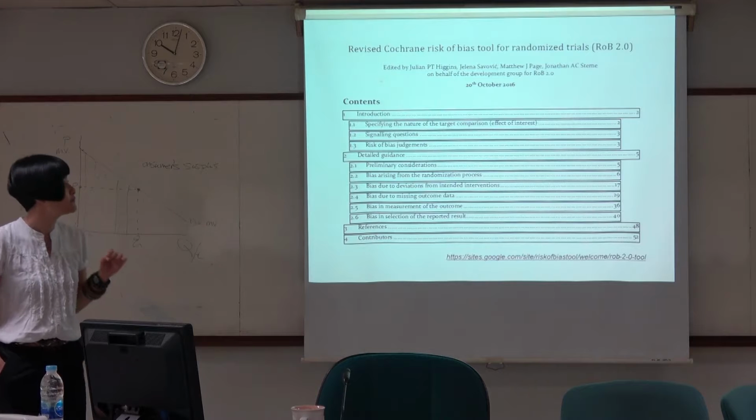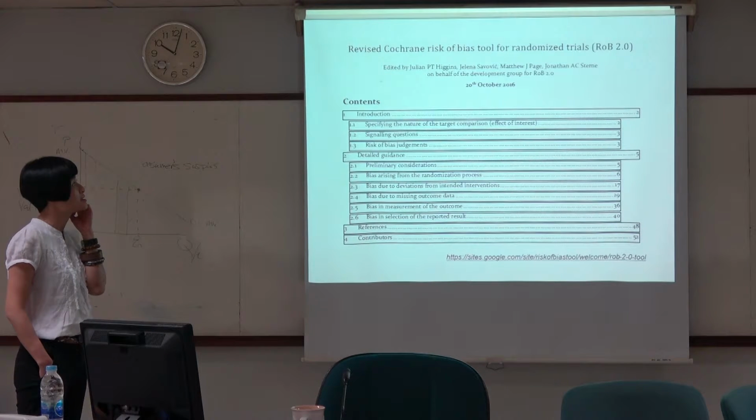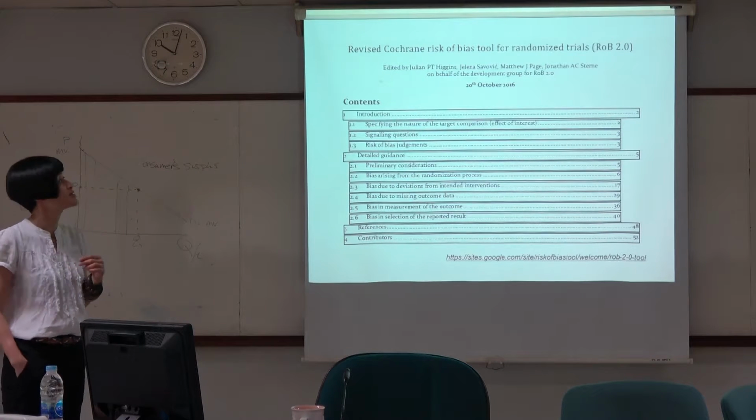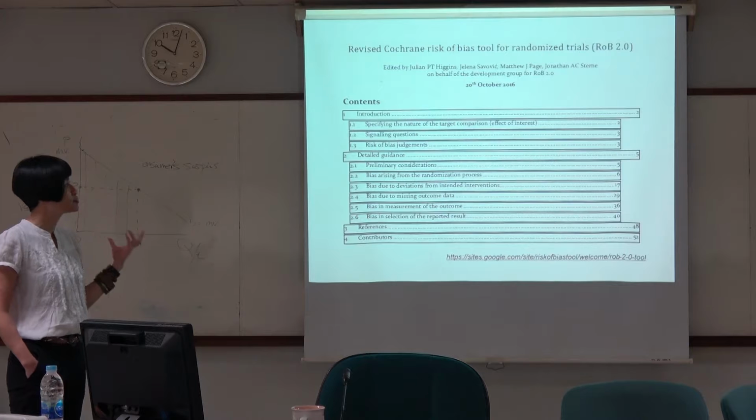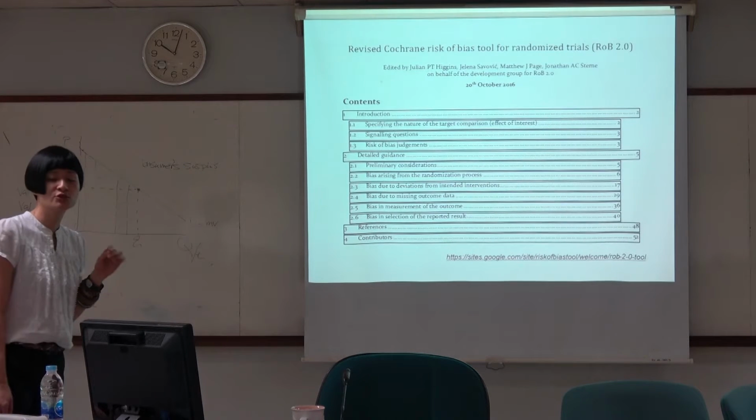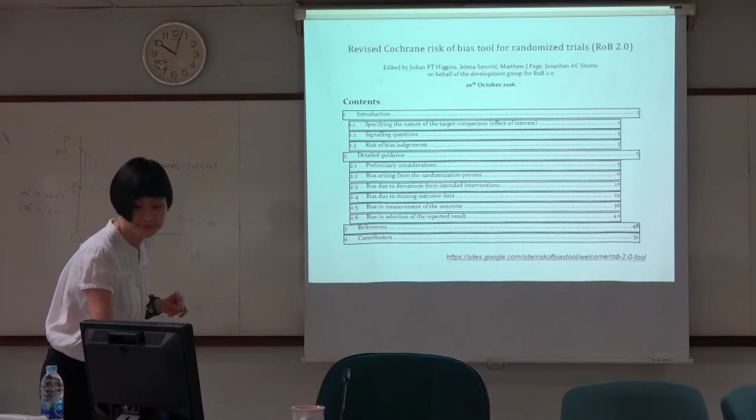Now, very recently, as you can see, October 2016, there is a version 2 of the risk of bias tool. So this is the revised Cochrane risk of bias tool for randomized control trials. It's an improvement based on the previous version. So if you're doing a systematic review on randomized control trials, I would recommend this is the best tool for you to use for assessing potential risk of bias.